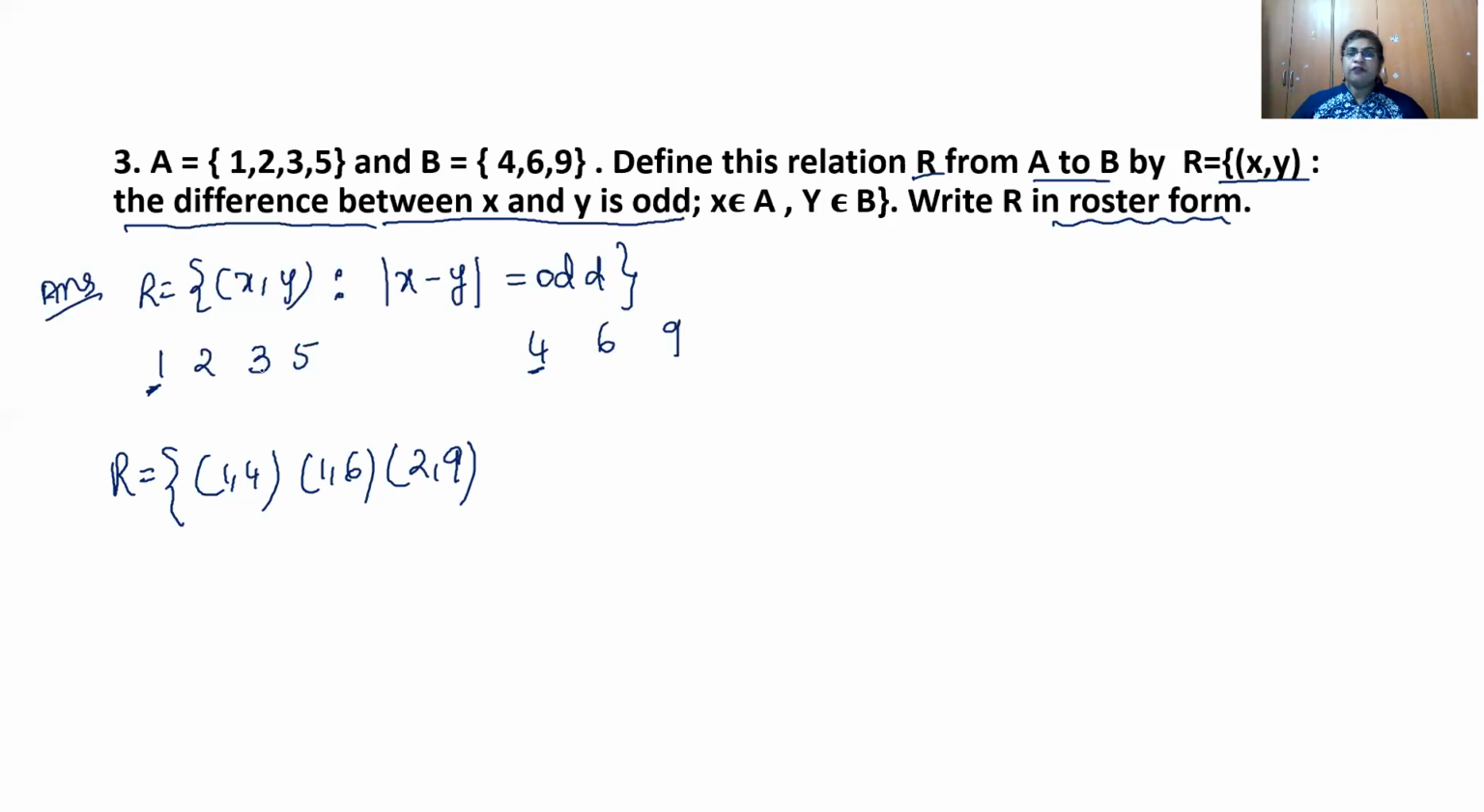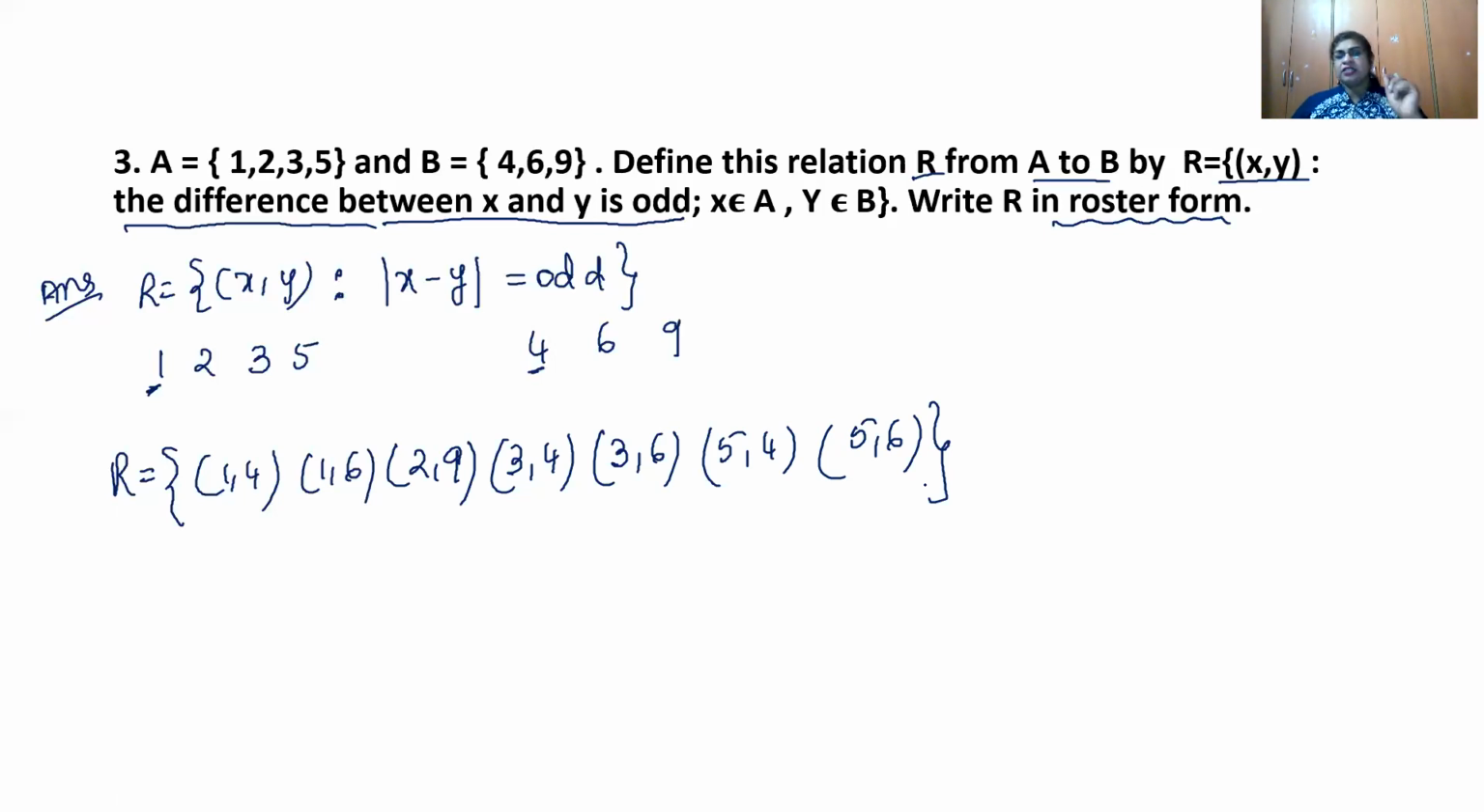Next, 3 and 4. 4 minus 3 is 1, yes, so that comes into R. 3 and 6. 6 minus 3 is 3, an odd number again, so (3, 6) comes. 3 and 9. 9 minus 3 is 6, which is an even number, that doesn't come. Go to the next ordered pair. 5 and 4. 5 minus 4 is 1, yes, so (5, 4). What about 5 and 6? 6 minus 5 is 1, an odd number, so (5, 6). What about 5 and 9? 9 minus 5 is 4, which is even, so only these many.